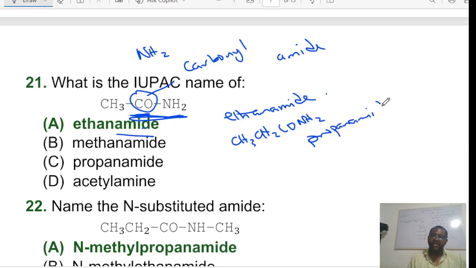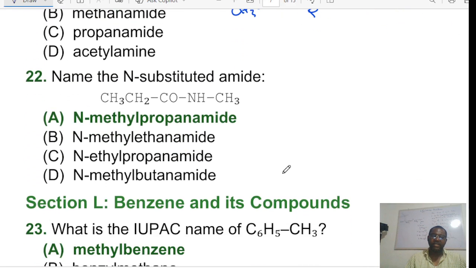So if I have CH3, CH2, CO, then NH2, this one here is going to be propanamide. And it is a primary amide. It is a primary amide because the nitrogen has 2 hydrogens. But in this case now, it is a secondary amide because the nitrogen has only 1 hydrogen. Okay, so please note that. And if I want to name this, I name this first, which is methyl. Then I go 1, 2, 3. Propanamide. Okay, so that's how it works.